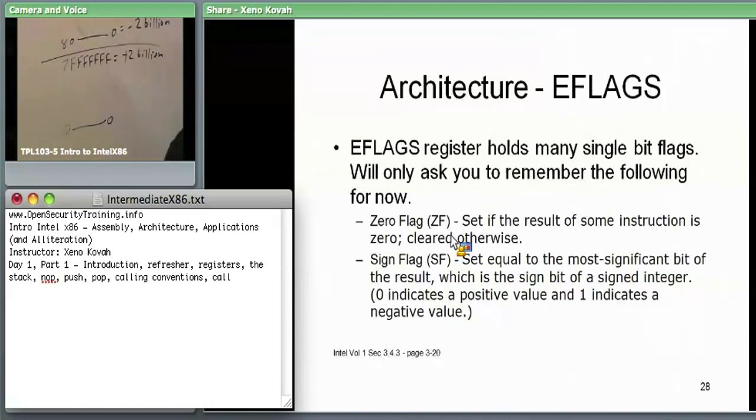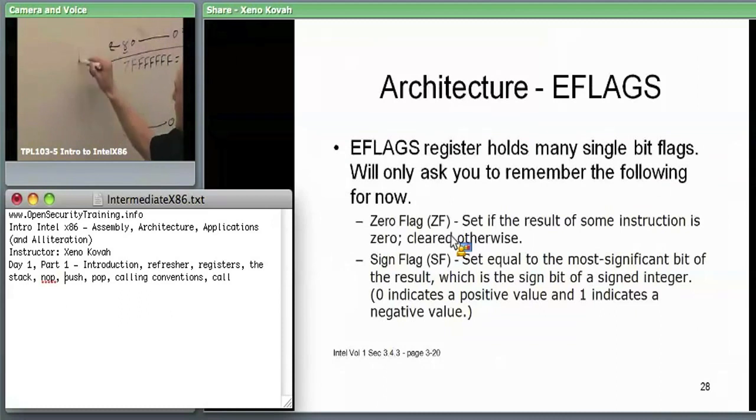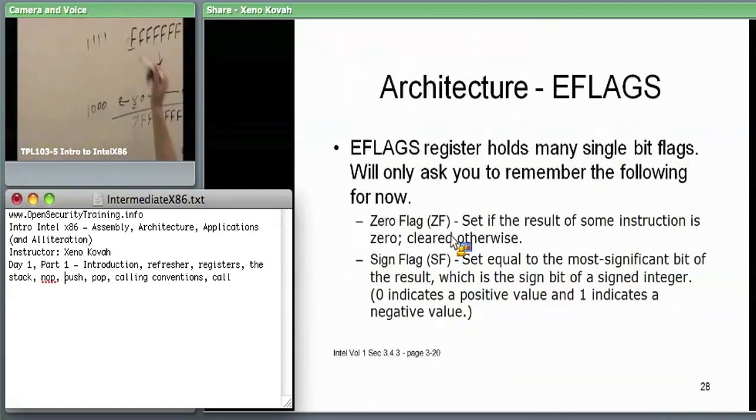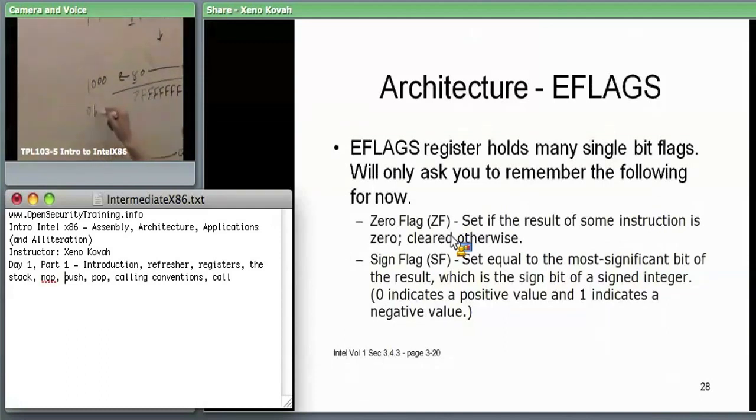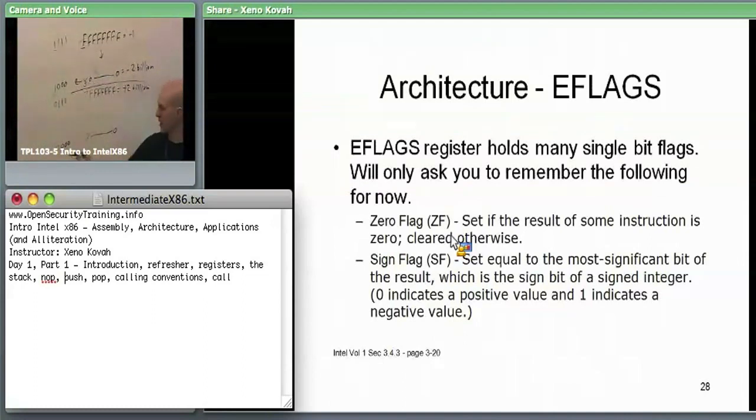And so for the sign flag, if you look at these and take the most significant nibble and turn it into binary, 8 is 1000, F is 1111, 7 is 0111, and 0 is 0000. What we can see, the commonality here, is that negative numbers always start with 1 as their most significant bit, and positive numbers always start with 0 as their most significant bit.